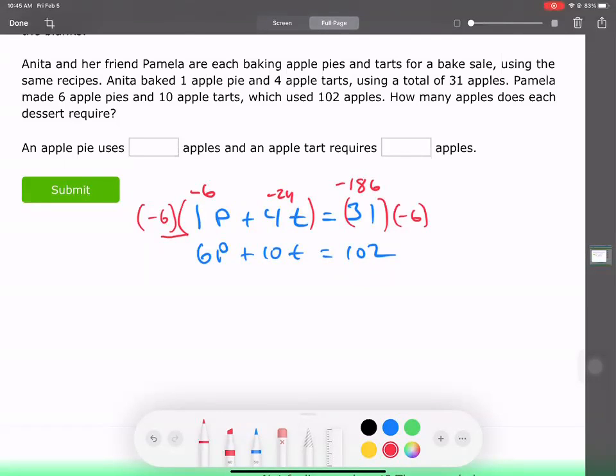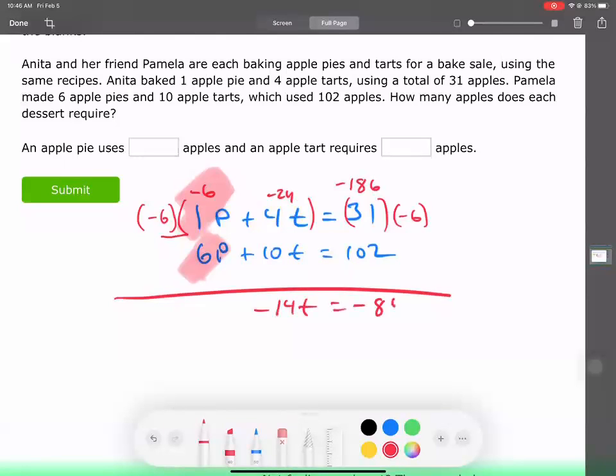Why? Because take a look. 6p and negative 6p, those cancel out. I can save myself time if I really wanted to. Negative 24 and positive 10, that's negative 14t. Negative 186 minus 102 is negative 84. Okay. Let's go ahead and divide both sides by negative 14.